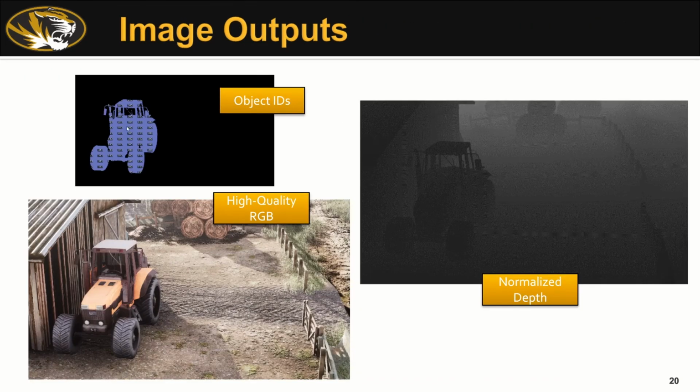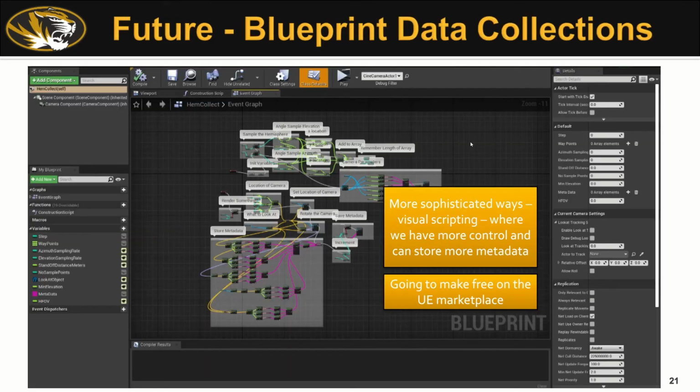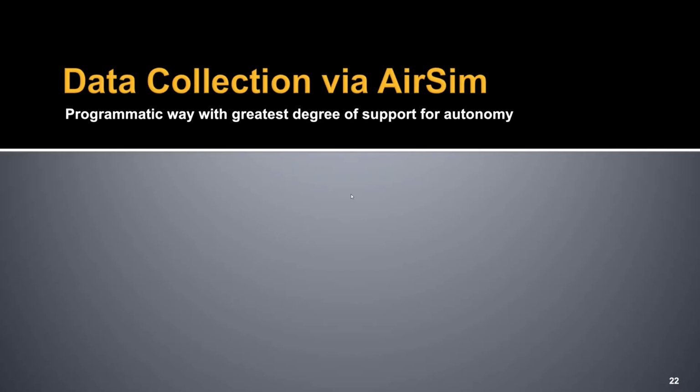We can also enable custom render passes. We can get things like the object ID out of it. We can get high quality RGB from it. We can get normalized depth. We can get all sorts of different things if you create custom shaders and hook them up to the custom render passes. In the future, we'll probably have some stuff about how to do blueprints here, where we can script a camera to move around, do all this collection, and interact with the environment a little more like AirSim does, but natively in Unreal, and also supported in Unreal 5.